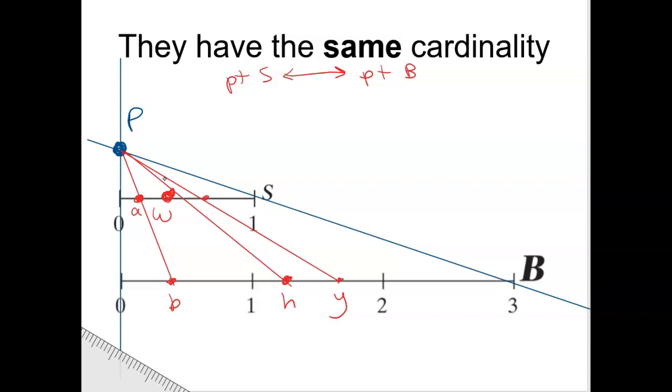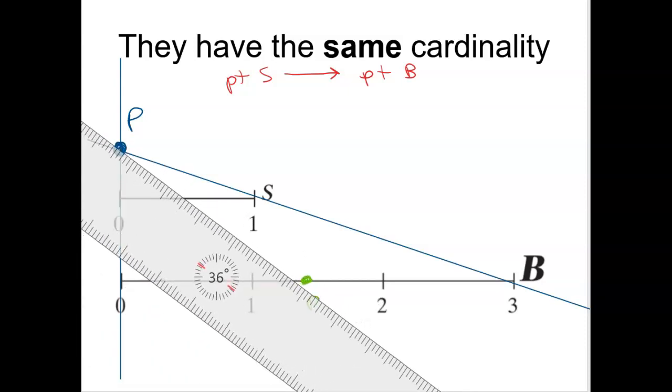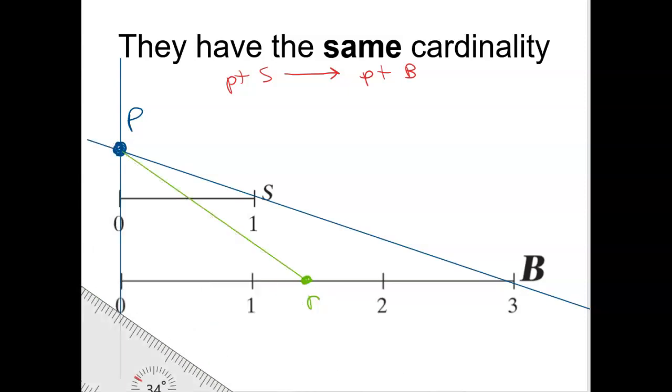Well, now let's go backwards. How about points on B? Will those correspond back? I've actually only shown it in one direction, right? How about if I start with a point on B? Is it the same idea? So let's see here. If I start with, let's say, point R, is that going to hit on S? And if I go through that point P, yeah, it hits right there.